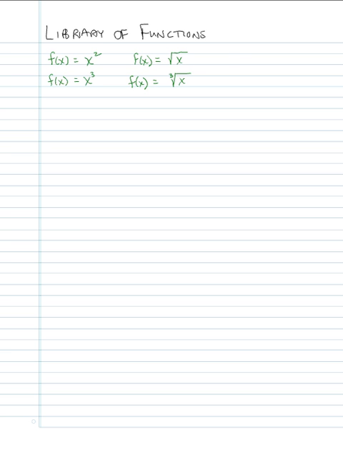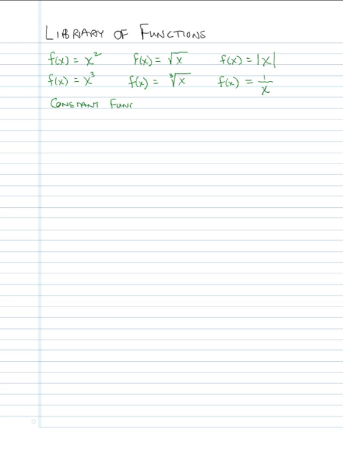And then there's a couple more. F of x is equal to the absolute value of x, and we probably already know what that looks like. And the sixth one, f of x is equal to 1 over x, called the reciprocal function, and then the constant function.